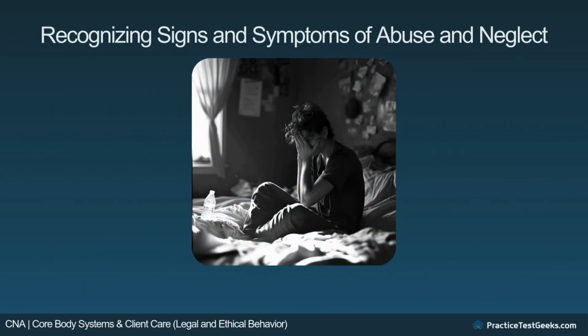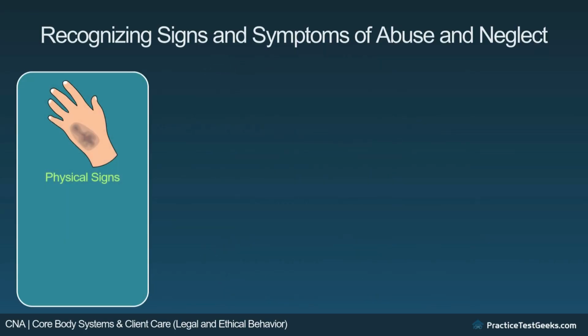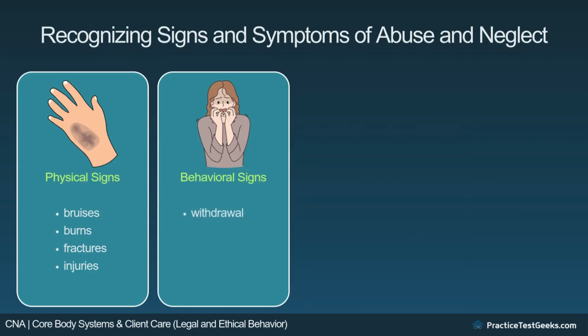Recognizing signs and symptoms of abuse and neglect. Recognizing abuse requires keen observation. This module details physical, behavioral, and emotional indicators. Physical signs. Unexplained bruises, burns, fractures, or injuries inconsistent with the explanation. Behavioral signs. Withdrawal, anxiety, aggression, fearfulness, or sudden changes in mood.